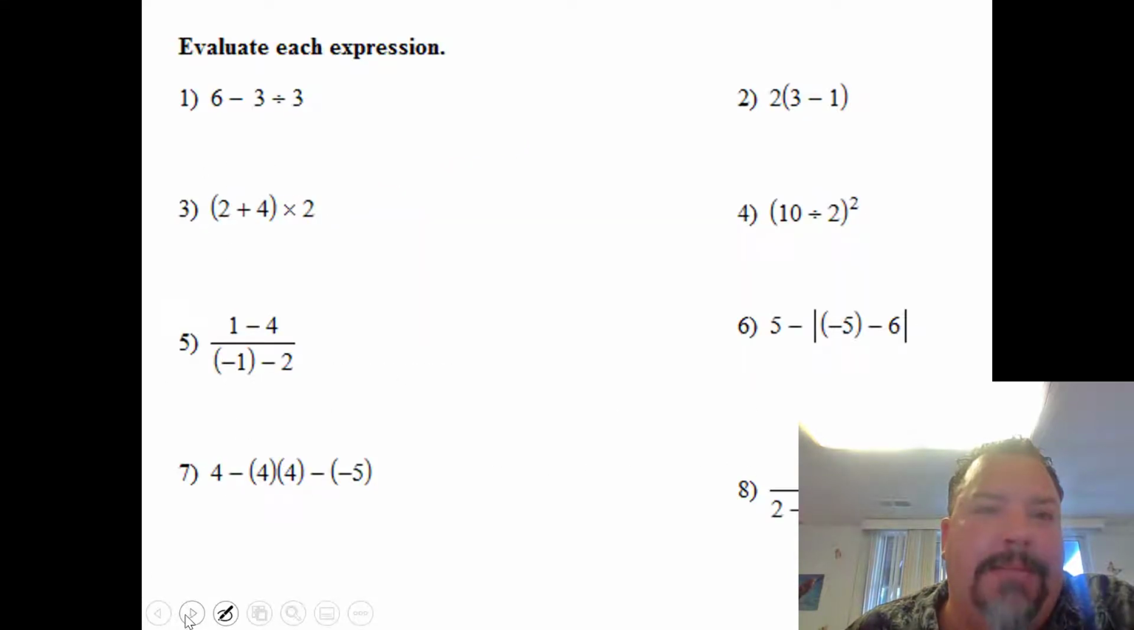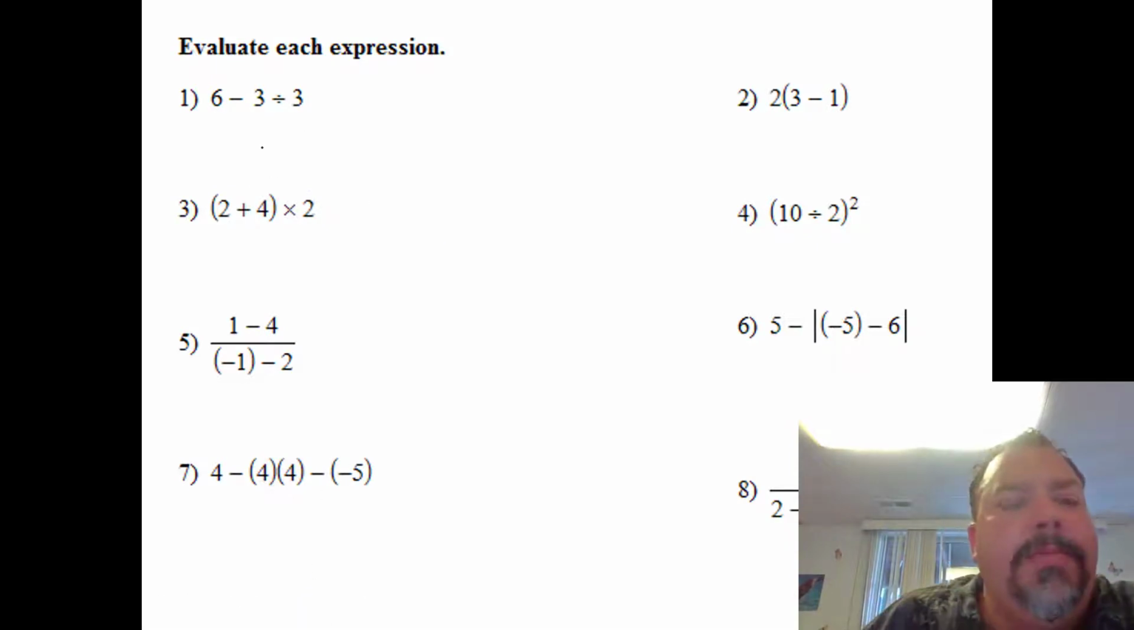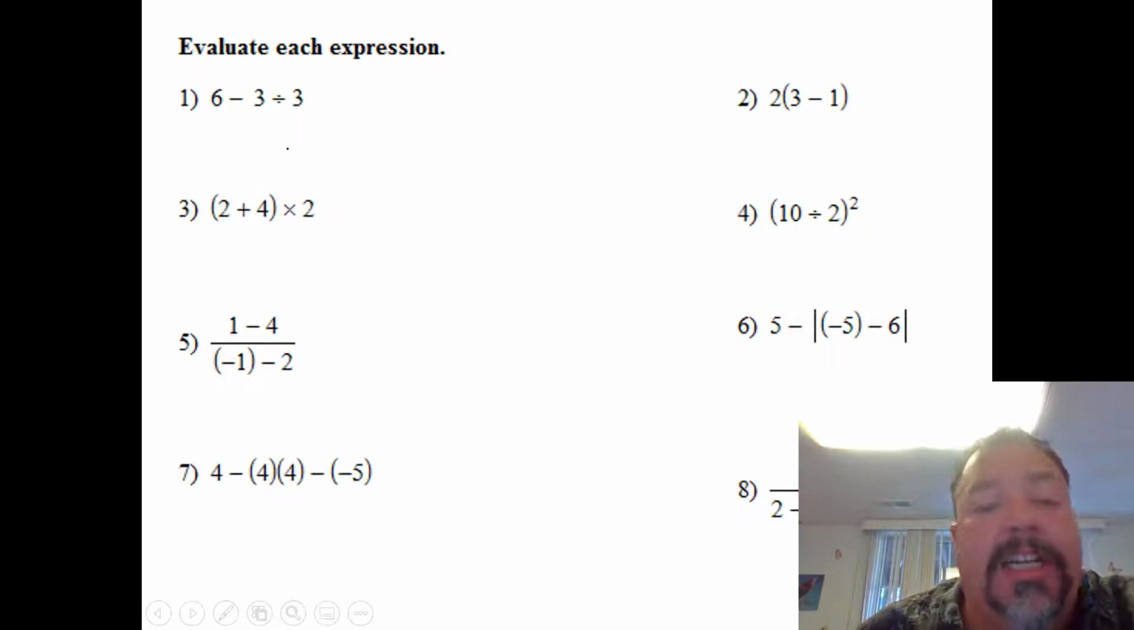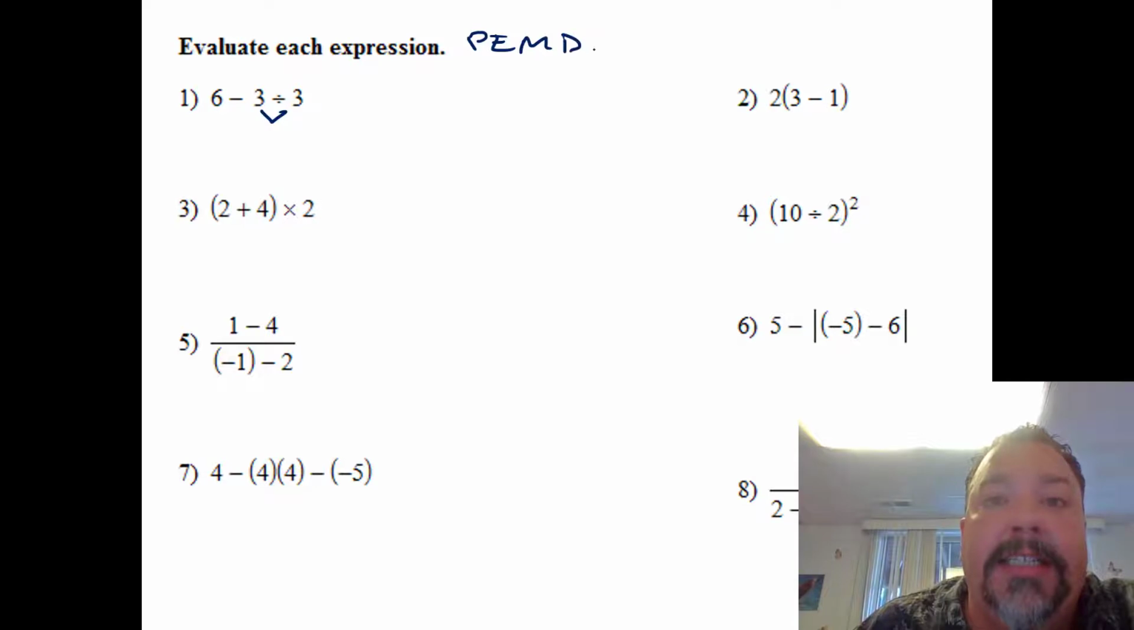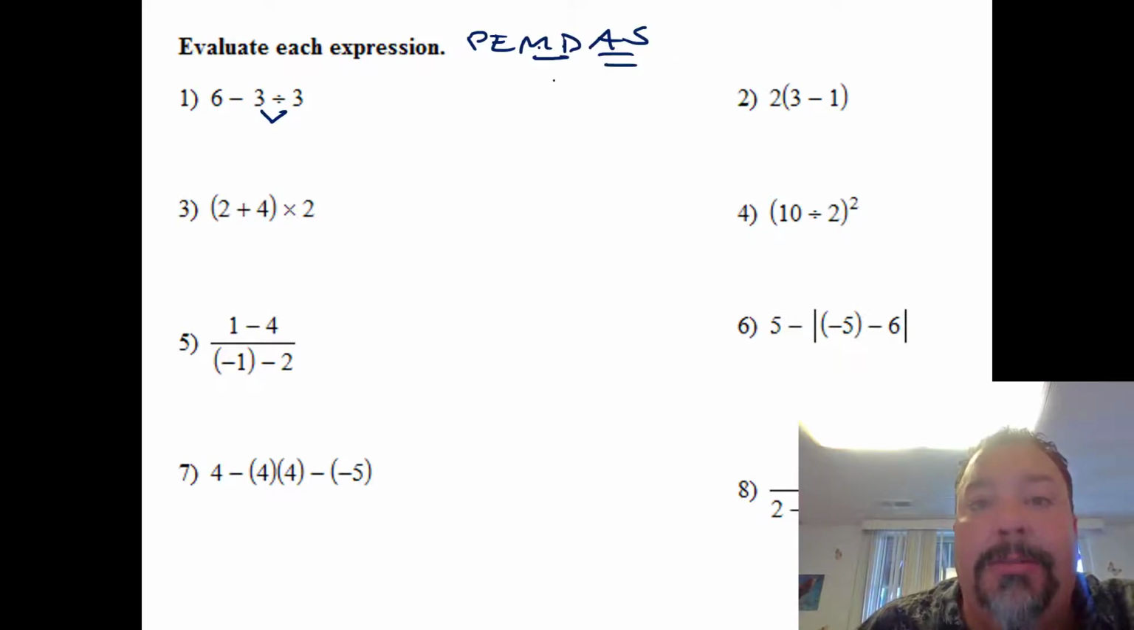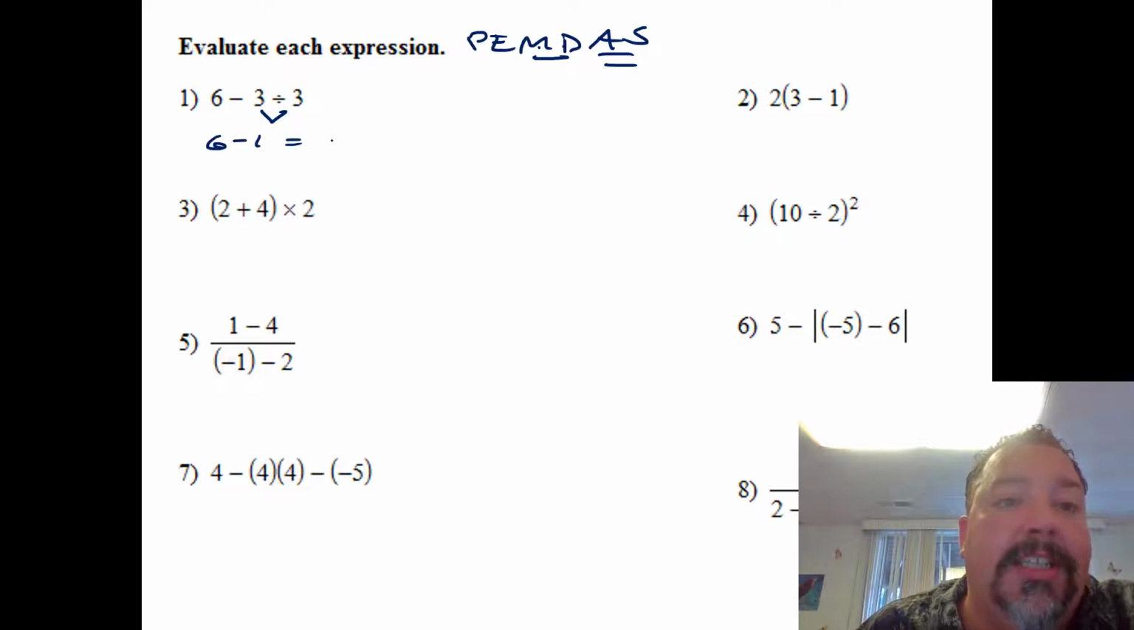Let's look at some examples of those. So here's a few that I want to look at. For number 1, notice you have subtraction, you have division. What's going to come first? Well, of course, the division is going to come first. PEMDAS, please excuse my dear Aunt Sally: parentheses, exponents, multiplication, division, addition and subtraction. So the division comes before the subtraction. 3 divided by 3 is 1, and then 6 minus 1 gives you 5.